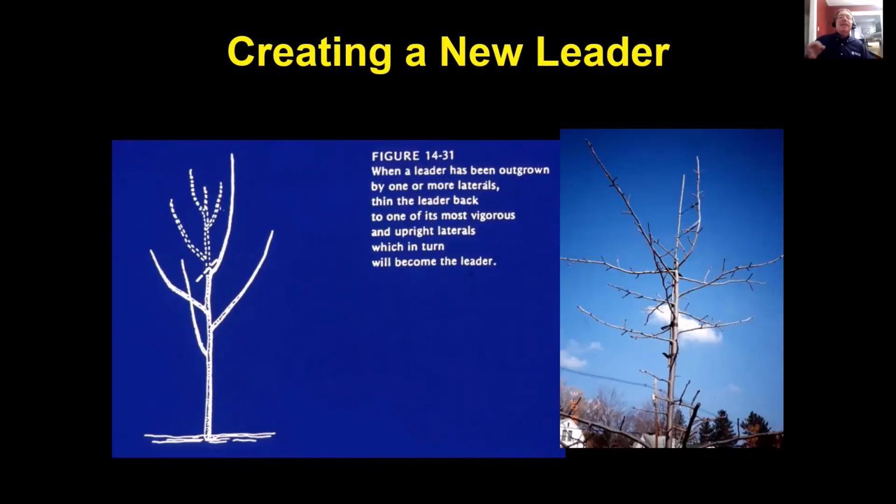Recreating a leader. A lot of times your central leader in transplant either gets overtaken or dies. In this case, we had one that was damaged. We actually just structurally put a stake in here, tied it, and put this black gum, one of the laterals, back into a leader, right?